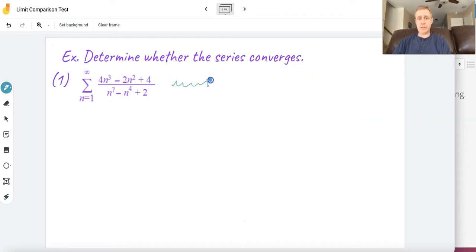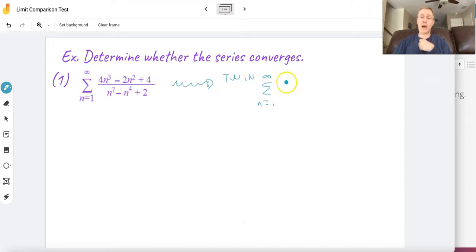All right, so to see this in action, let's look at an example here. I want to determine whether this series converges or not. Even though I know I'm going to do my limit comparison test right off the bat, I'm still going to find my twin series, the series that I believe this series should behave like. And I find it the same exact way that we found the twin series for a comparison test.